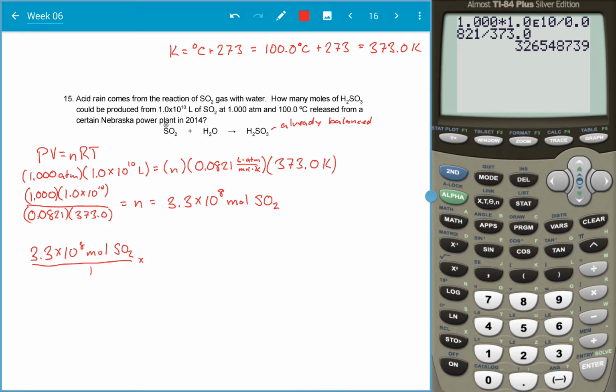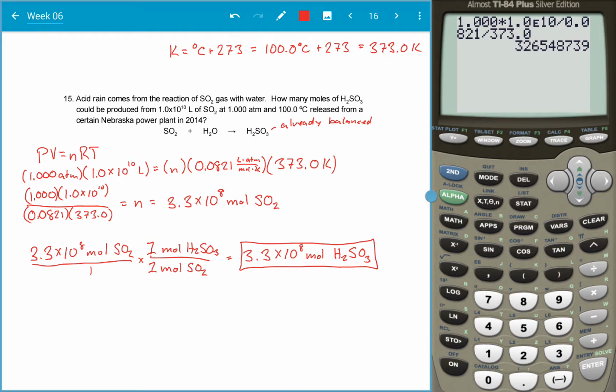And from the balanced reaction, we can see that 1 mole of SO2 is equivalent to 1 mole of H2SO3. This gives me 3.3 times 10 to the 8 moles of H2SO3. And this would be our final answer.